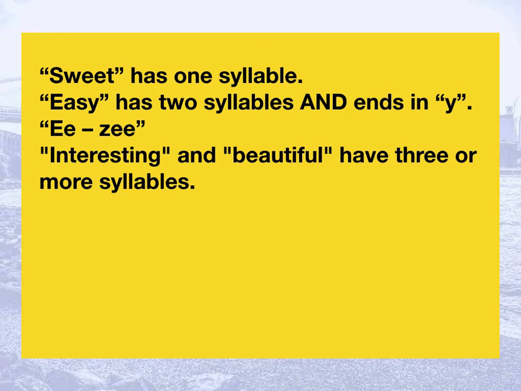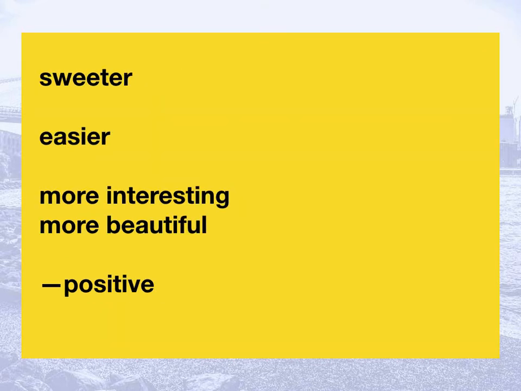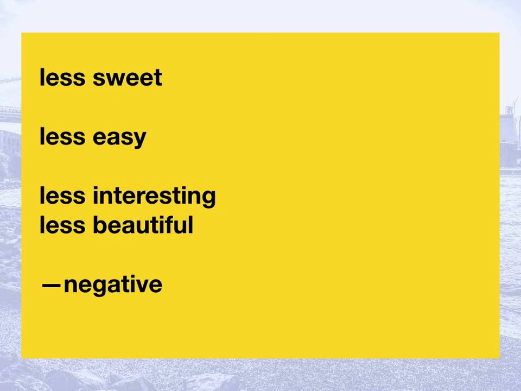So you're going to get the following comparative forms. Sweeter, easier, more interesting, more beautiful. Notice this is the positive comparative. So sweeter, easier, more interesting, more beautiful. These are positive comparisons. To make a negative comparison, it's going to be all made the same way. Less sweet, less easy, less interesting, less beautiful.